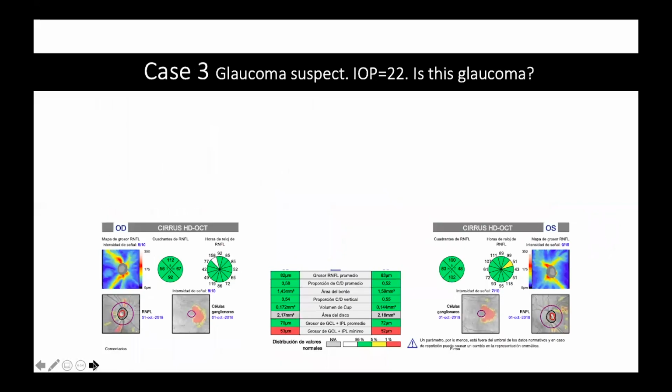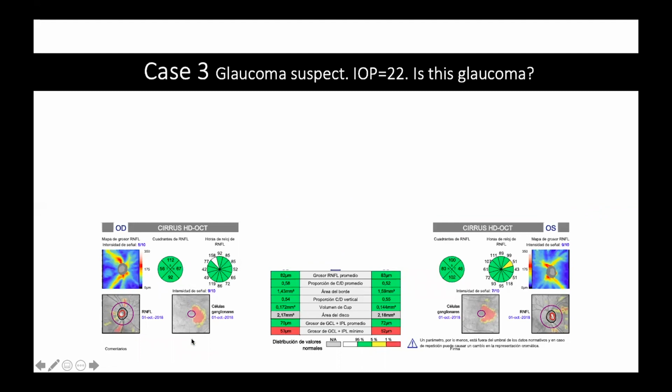And I have one more example. This is a patient referred to us because they think it could be a glaucoma suspect. He has 22 millimeters of mercury of IOP, and we see this structure. The head of the nerve doesn't look bad. We see everything between normal limits and symmetric, apparently no notches, the rim looks good. Then the peripapillary retinal nerve fiber layer, again, is within normal limits, both eyes.